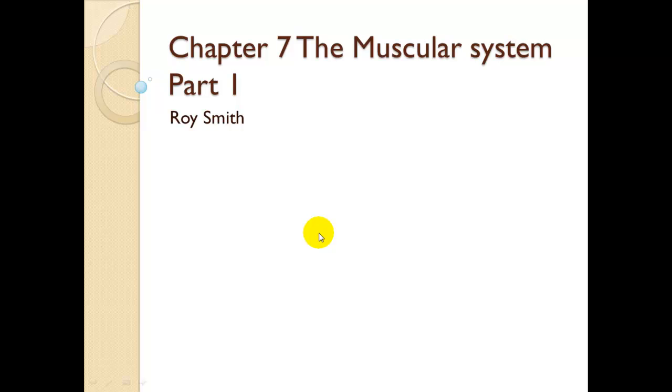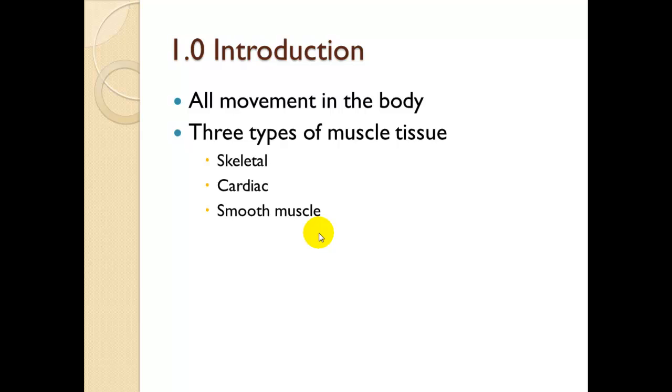Alright, this is going to be Chapter 7, the Muscular System, Part 1. And this is 1.0 Introduction. All movement in the body occurs by muscles, and there are three types of muscle tissue. There is skeletal muscle, there is cardiac muscle, and there is smooth muscle tissue.